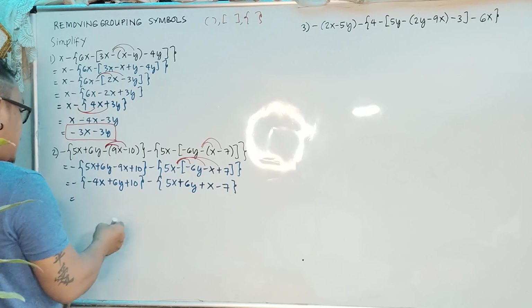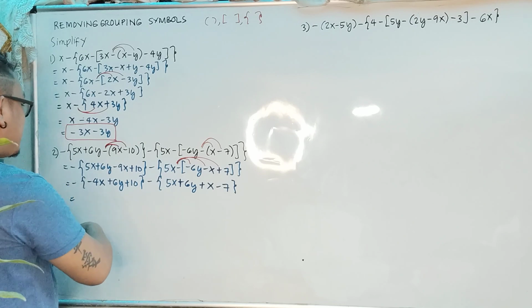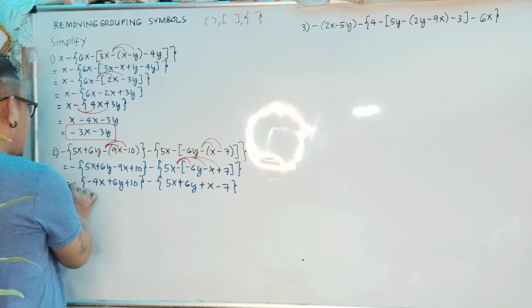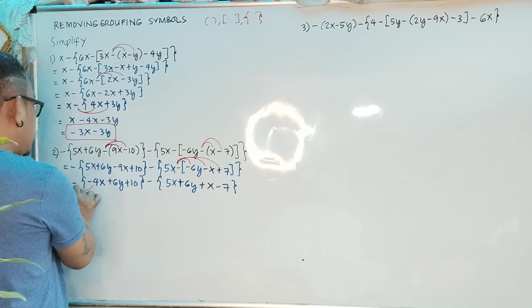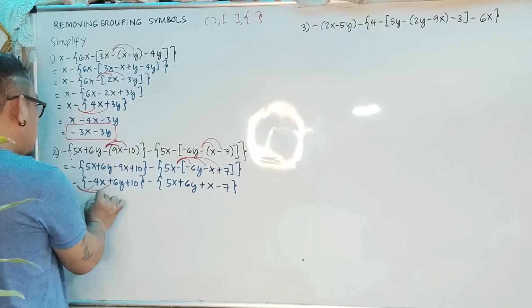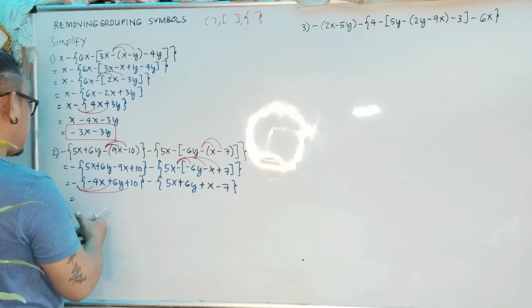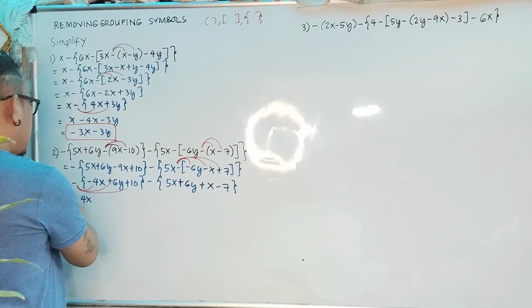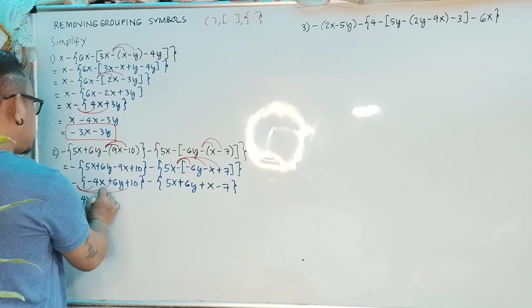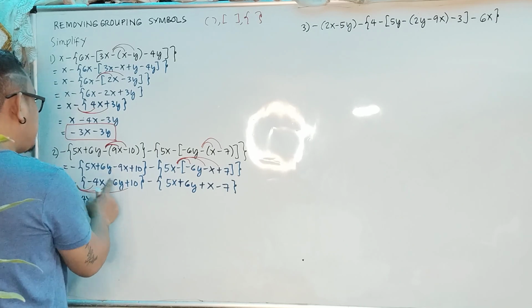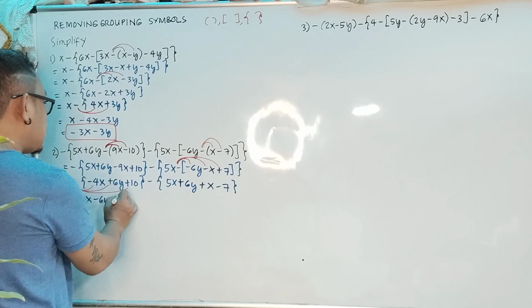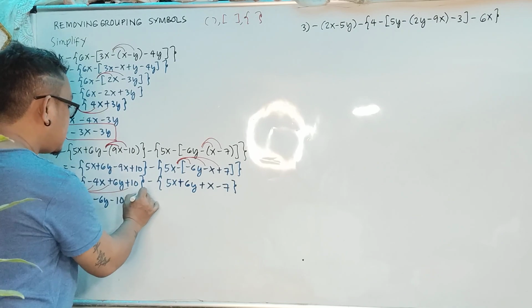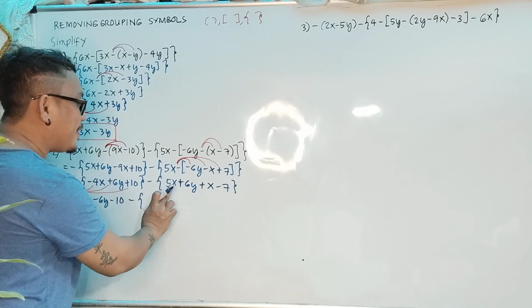So, we can remove the brace here by simply, again, distributing the negative. So, negative times negative, negative times positive, negative times positive. So, negative times negative, so plus 4x. Negative times positive, so minus 6y. Negative times positive, minus 10. Okay? So, minus, copy. We can also combine.